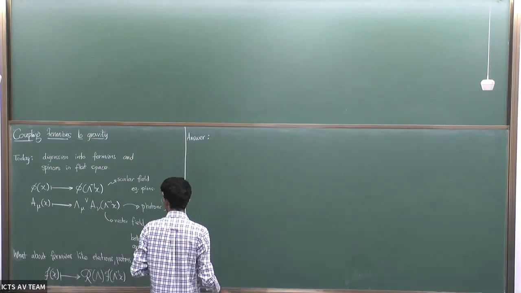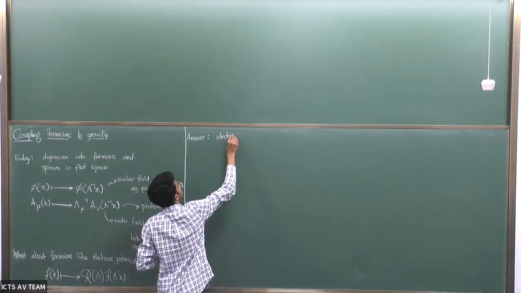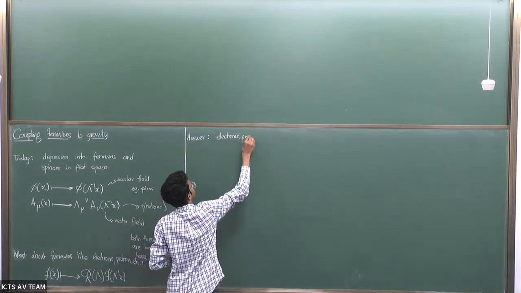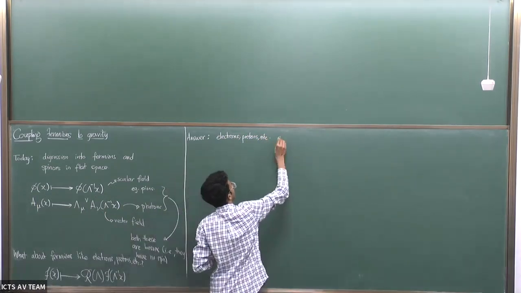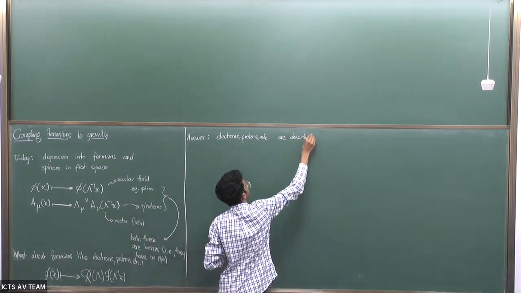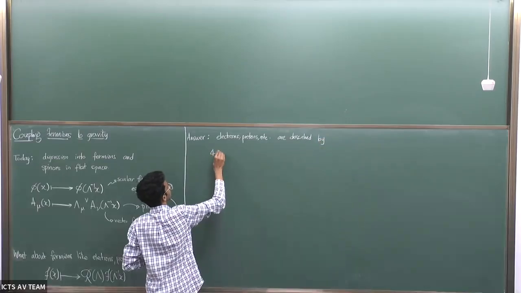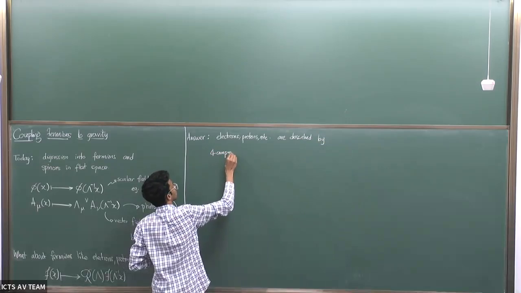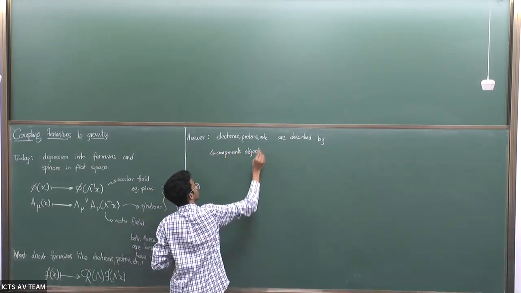So the answer is that electrons, protons, etc. are described by four component objects. All Dirac spinors.